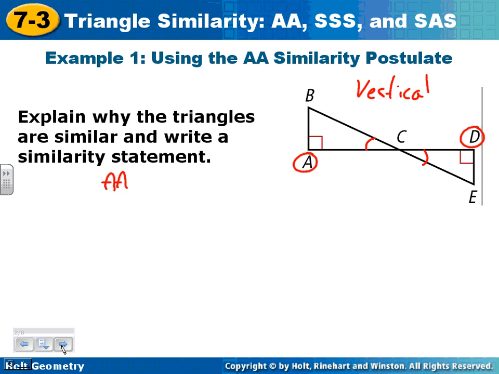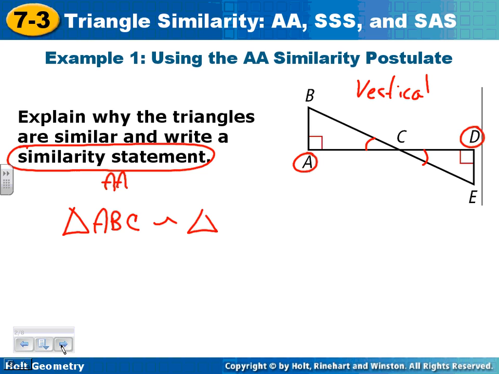Now we have to write a similarity statement. And all you do is this. You write triangle, let's say triangle on the left, ABC, is similar to triangle, and let's match this up. Angle A goes with angle D. Angle B would go with angle E. And angle C, of course, is going to be the same. So make sure your three letters are in the appropriate order.